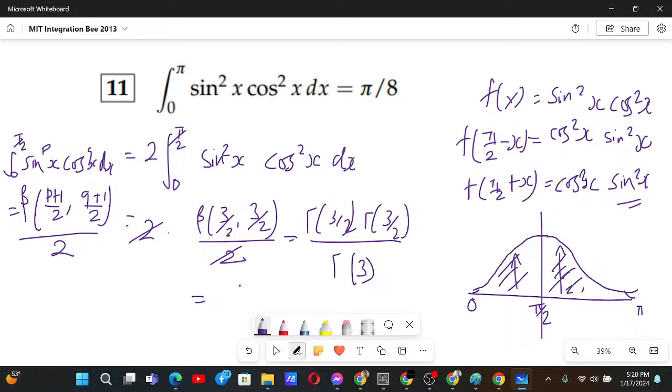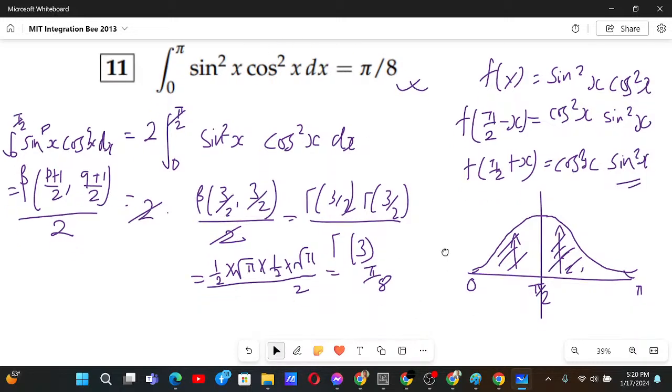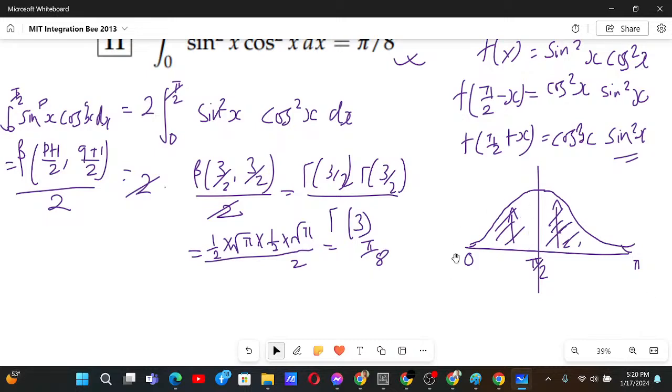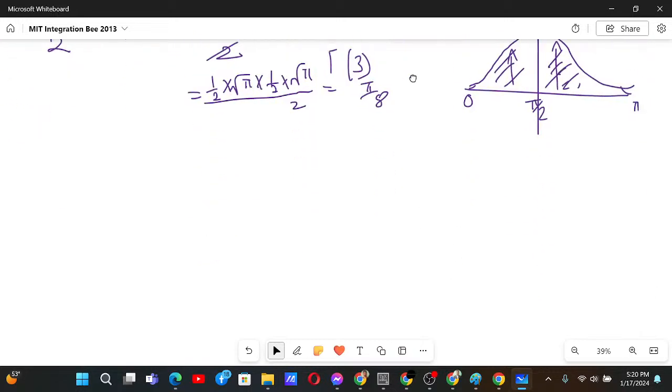Now gamma 3 by 2 is 1 by 2 times gamma 1 by 2, which is square root of pi. Again this is 1 by 2 times gamma 1 by 2, square root of pi, and gamma 3 is just 2. So this is pi by 8 as we have here. This was just an application of the gamma function and observation of graphs, the symmetry, such things.